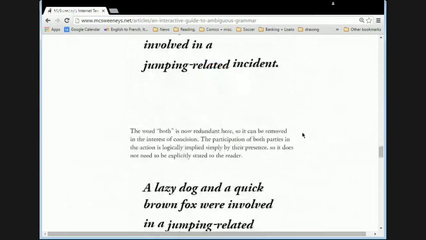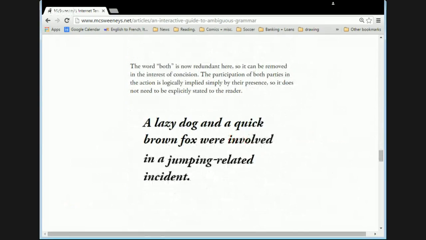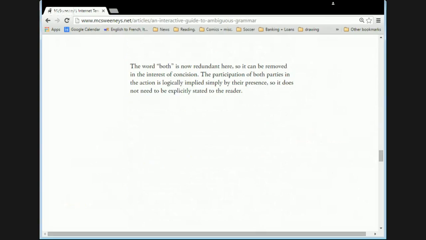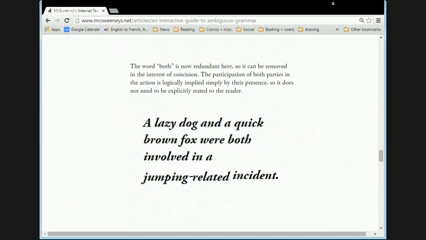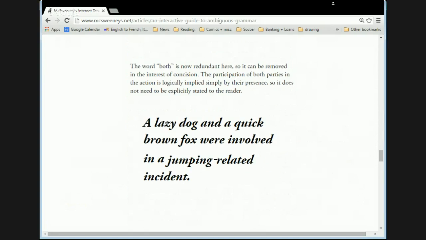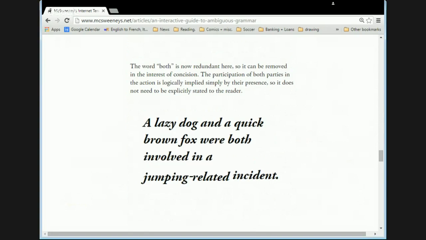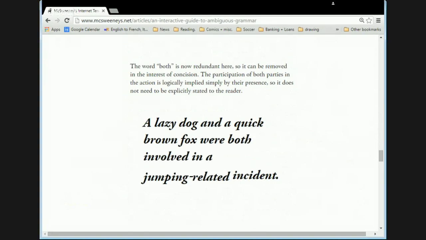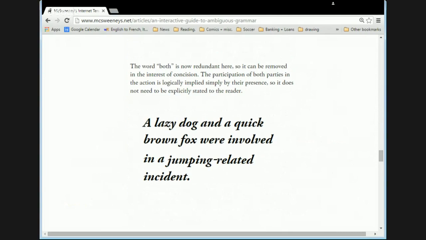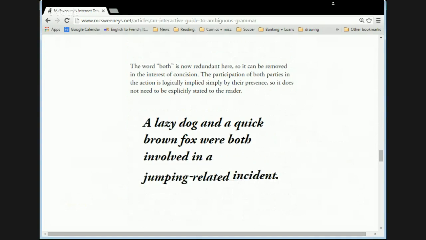All right. And Ken, can you read the next part? The word horse is now redundant here, so it can be removed in the interest of concision. The participation of both parties in the action is logically implied simply by their presence, so it does not need to be explicitly stated to the reader. Lazy Dog and Quick Brown Fox were involved in a jumping-related incident. Good. All right.